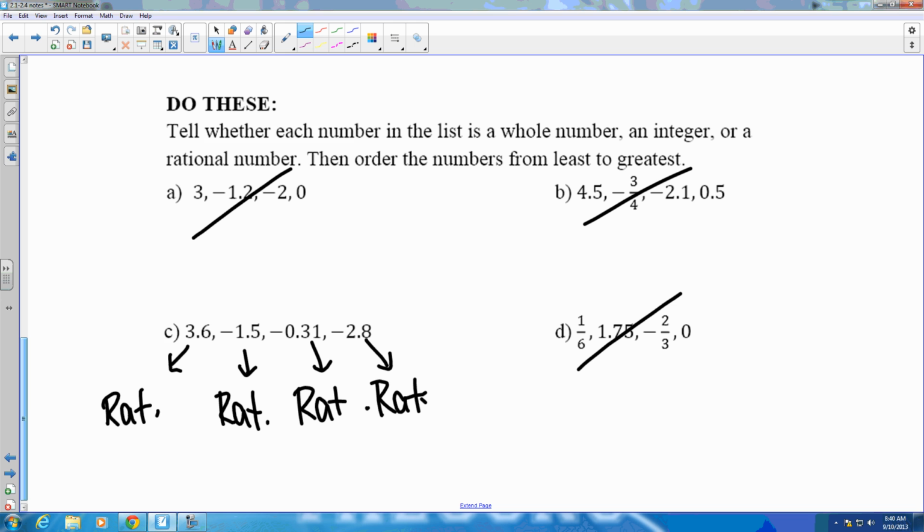Then order the numbers from least to greatest. Our smallest number is negative 2.8. Next is negative 1.5, negative 0.31, and 3.6.